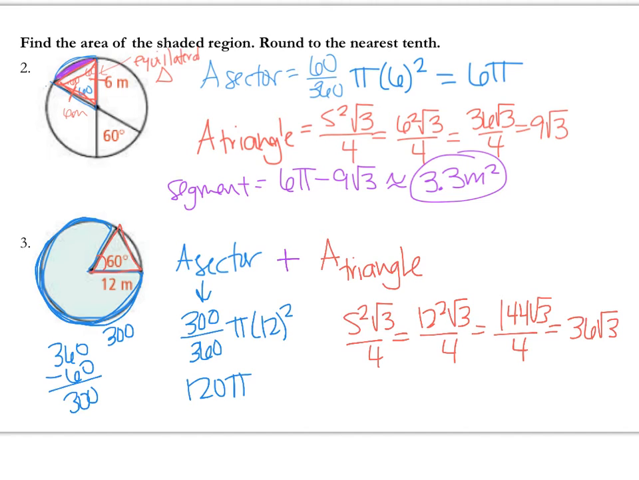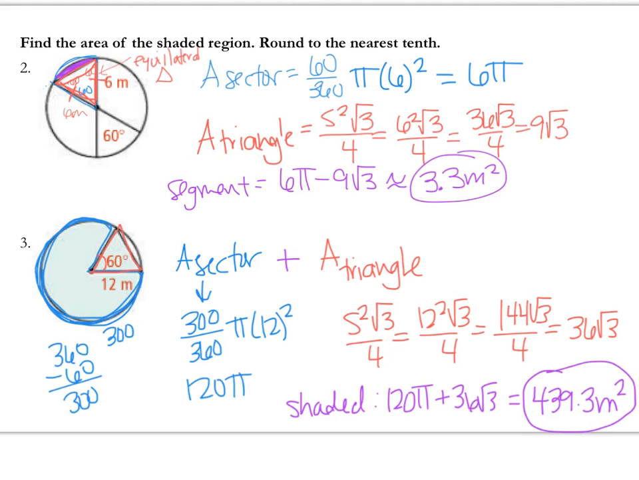So then to find the shaded part, I need to add those together because they are both shaded. There wasn't anything that was unshaded this time. So we're doing 120 pi plus 36 radical 3. I'm typing that exactly as it looks on my screen into my calculator, and you should get 439.3 meters squared. Okay?